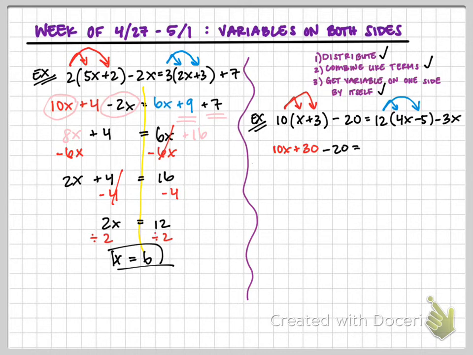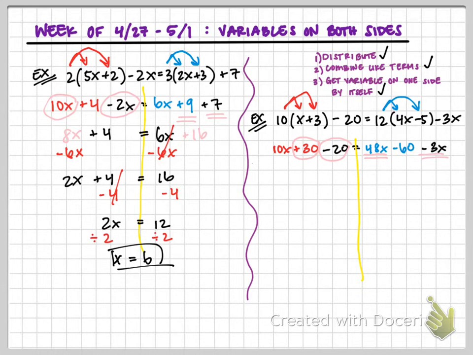Other side, 12 times 4x, that gives me 48x. 12 times negative 5 gives me negative 60. Bring down the negative 3x. Let me make the line down the middle. Step 2, after distributing, can you combine like terms? Definitely. On the left side, I see I can combine the positive 30 with the negative 20. On the right side, I can combine the 48x with the negative 3x.